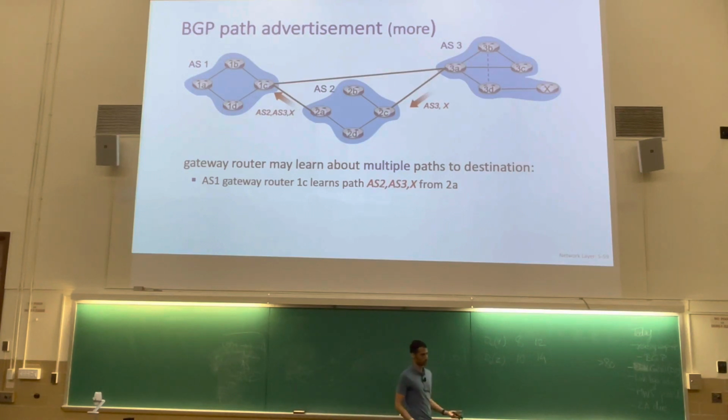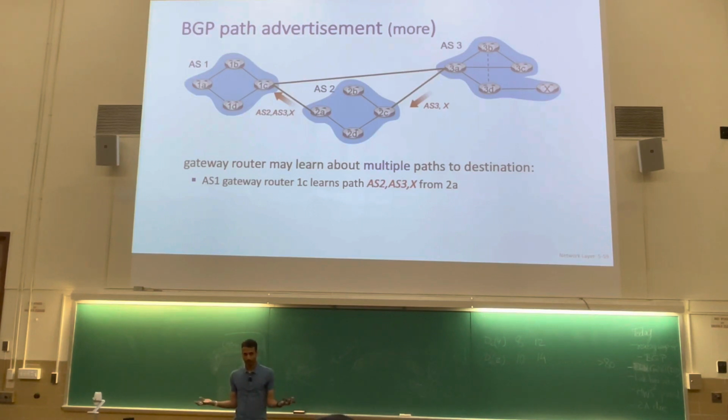UMass is a customer of Sprint. My home is a customer of Comcast. My home network is of no value to Comcast. I pay Comcast no matter if I upload or download. Okay? My home network is not an AS, but UMass and Sprint are examples of ASs.